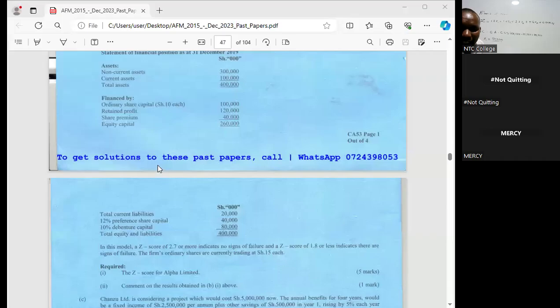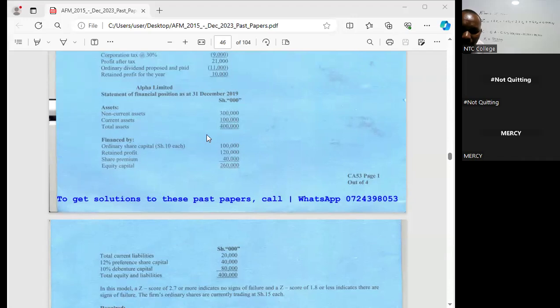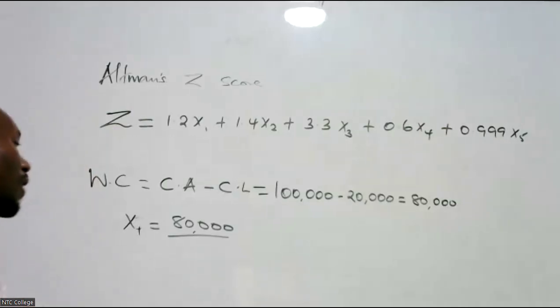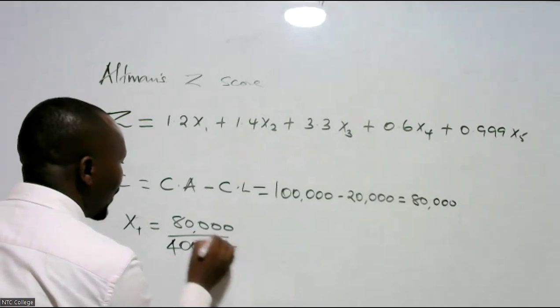And please kindly pray that this kind of question comes in the exam, so that they can make you pass within the first hour. Total asset is 400. Within the first hour in the exam room, you are done.